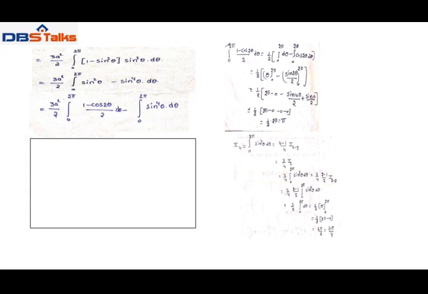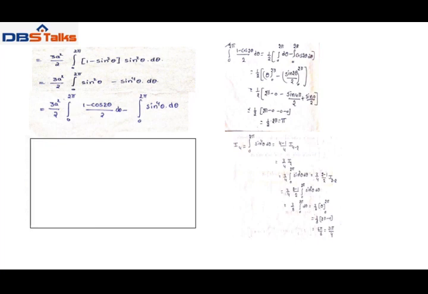So I4 equals the integral from 0 to 2π of sin⁴θ dθ. By using this formula, n is 4, so (4−1)/4 times I(n−2), that is I2. That equals 3/4 I2. I2 means the integral from 0 to 2π of sin²θ dθ. Again using this formula, 3/4, n is 2, so (2−1)/2 times I(n−2), that is I0.